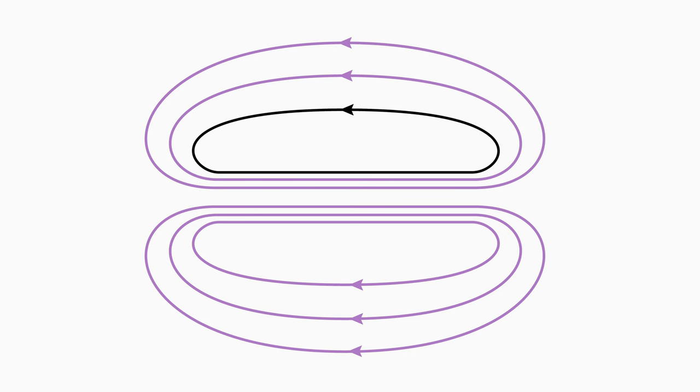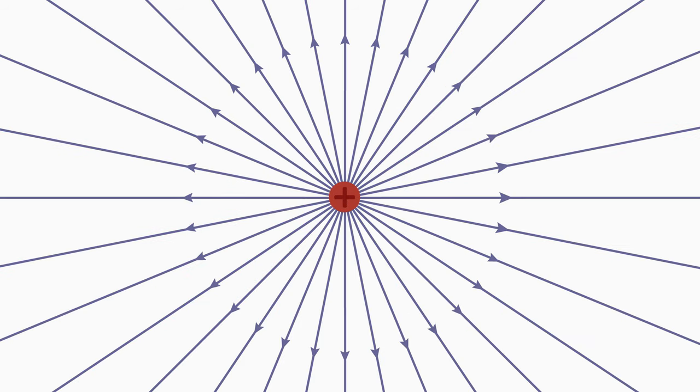Magnetic field lines are closed loops. Electric field lines, on the other hand, do not have to be closed, but can, for example, go to infinity, like the field lines of a point charge.